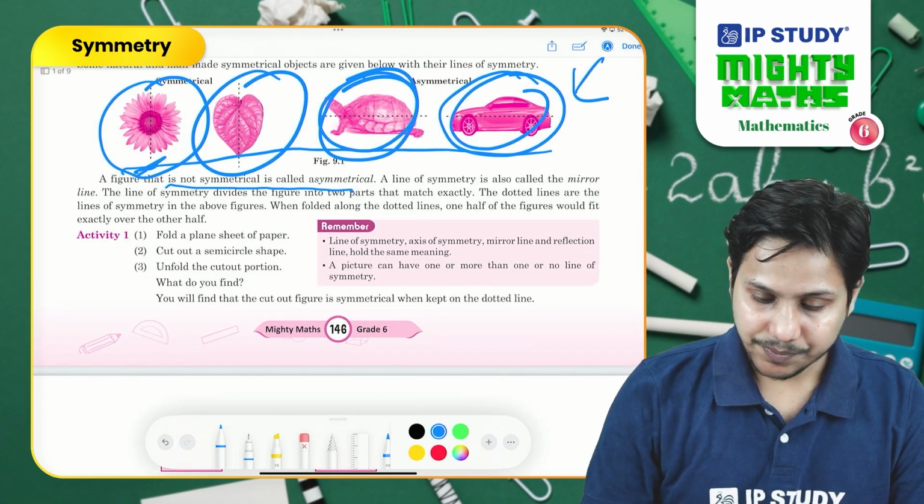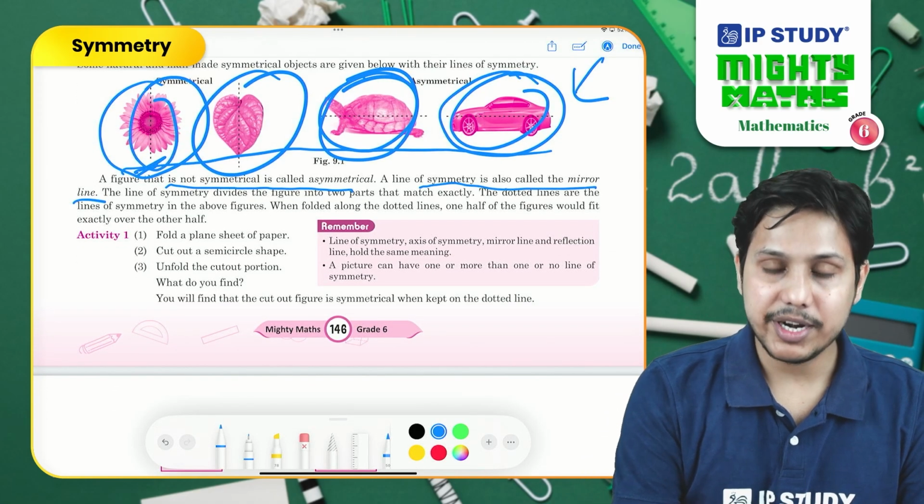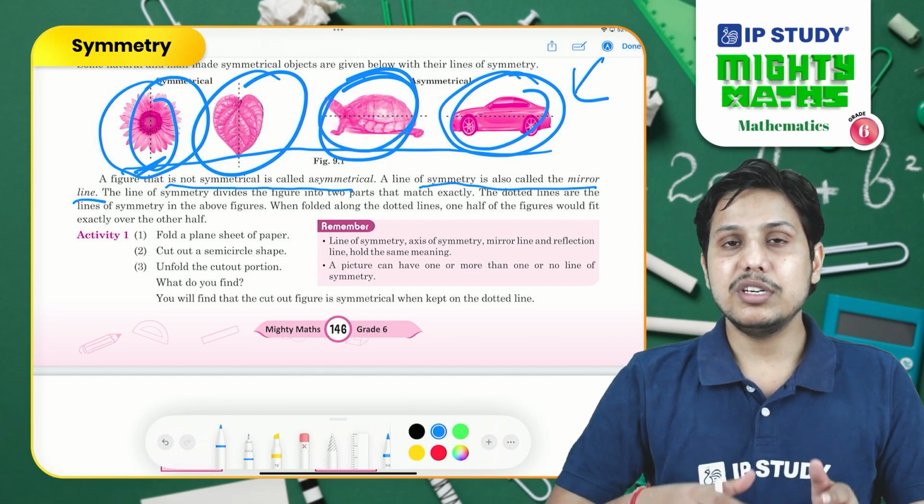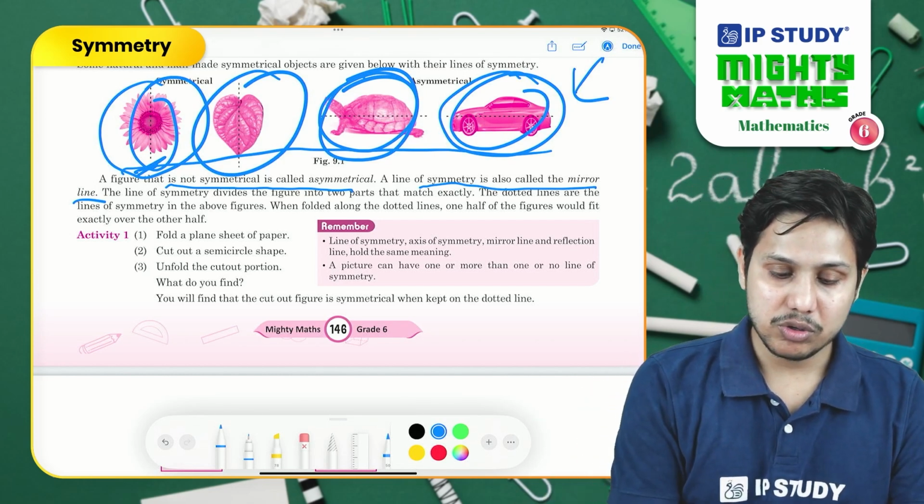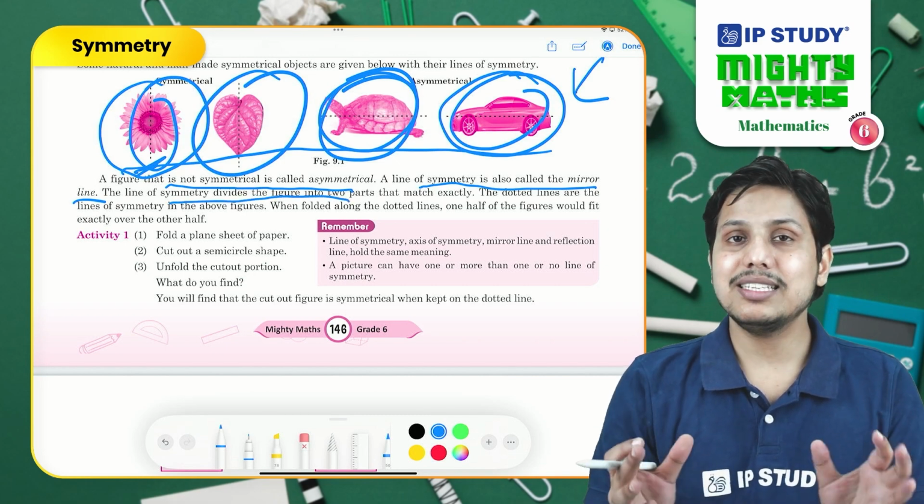Now, a line of symmetry is also called a mirror line. This line of symmetry, that is the line from which the figure has been divided into two equal halves, is also called the mirror line. The line of symmetry divides the figure into two parts that match exactly.